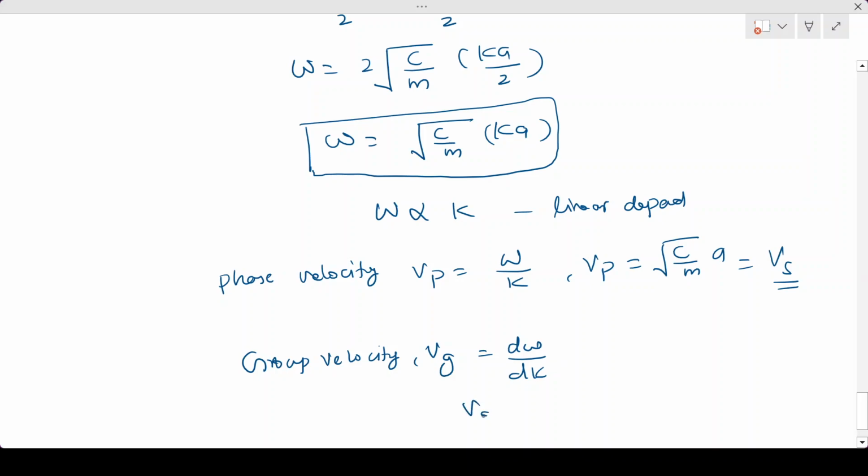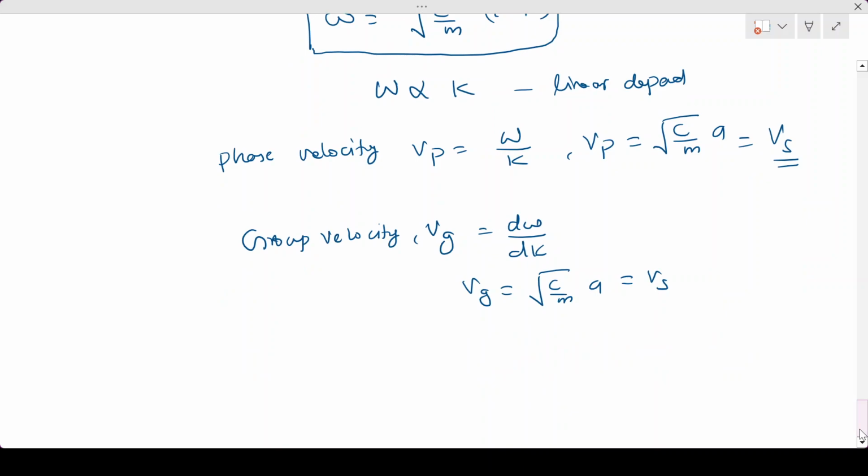So Vg becomes, you can see that the value of Vg also will be root C by M times a. So it will be Vs. If you take the derivative of omega with respect to dk, you can see the value. So that means Vp is equal to Vg is equal to Vs. So the group velocity is equal to phase velocity is equal to the velocity of sound.